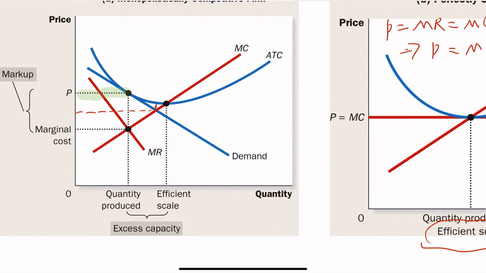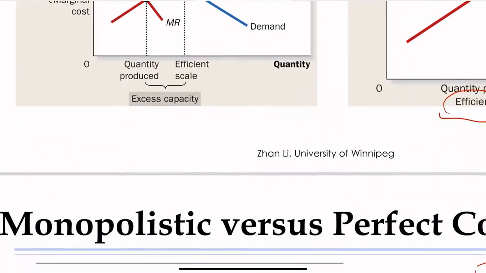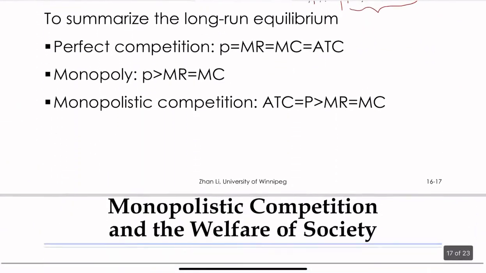So this implies that the firm will earn a negative profit if the government forces the market price to be the same as the marginal cost. Right? So this is an unrealistic regulation.